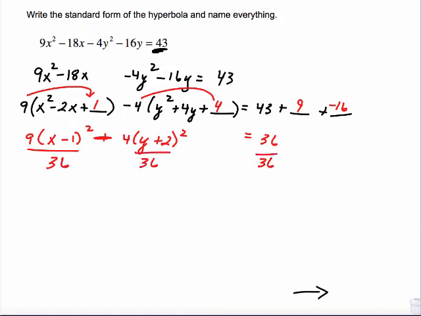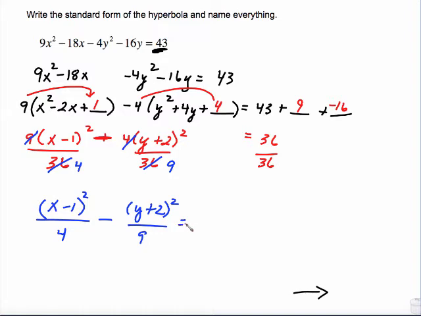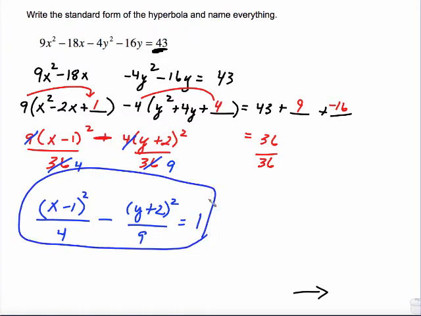So 9 over 36, the 9 cancels, I get a 4. So I have x minus 1 squared over 4 minus, 4 into 36 is 9, y plus 2 squared over 9, and 36 divided by 36 is 1. So that is my standard form. Lots of little places to make arithmetic mistakes, which will change these values down here. So be very careful with your completing the square and remember to multiply by the coefficient.